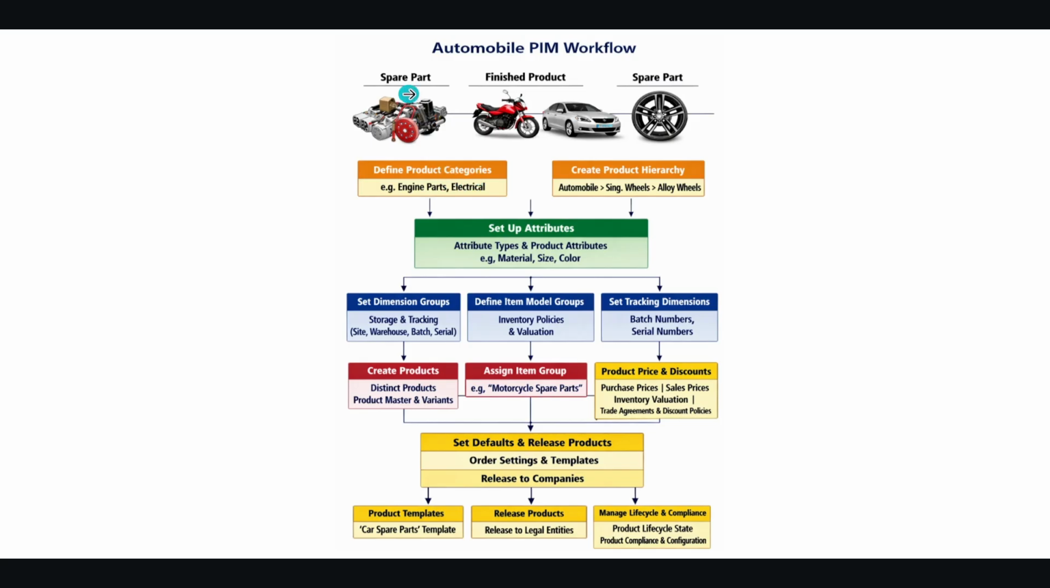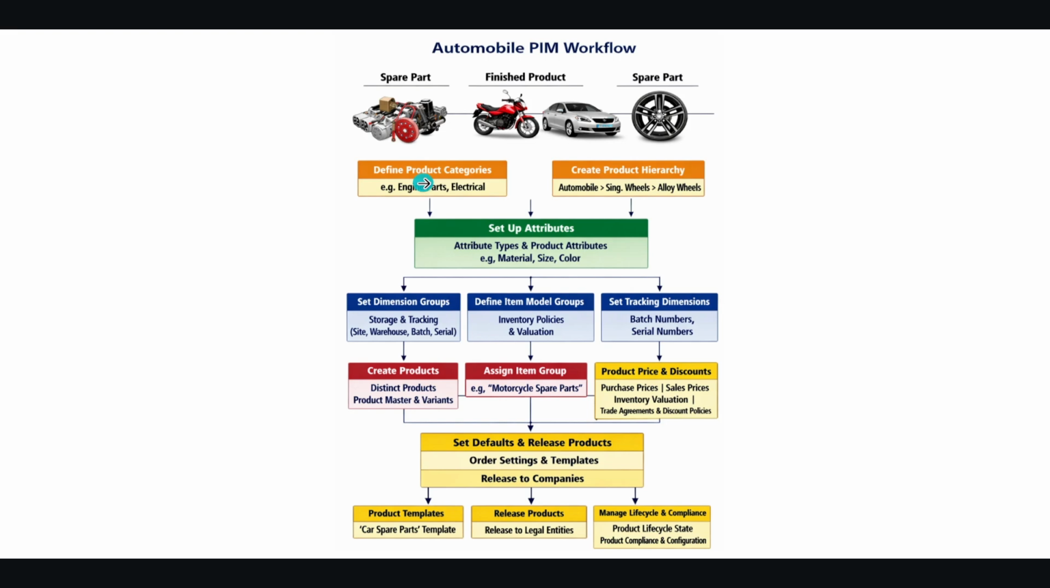Now, I'll pick one spare part. The one you see here is an image of a two-wheeler brake system. So how do I create this brake system in my F&O PIM module? I have to create a lot of attributes and properties for my product before I even start creating my product in a PIM. So what are the steps?